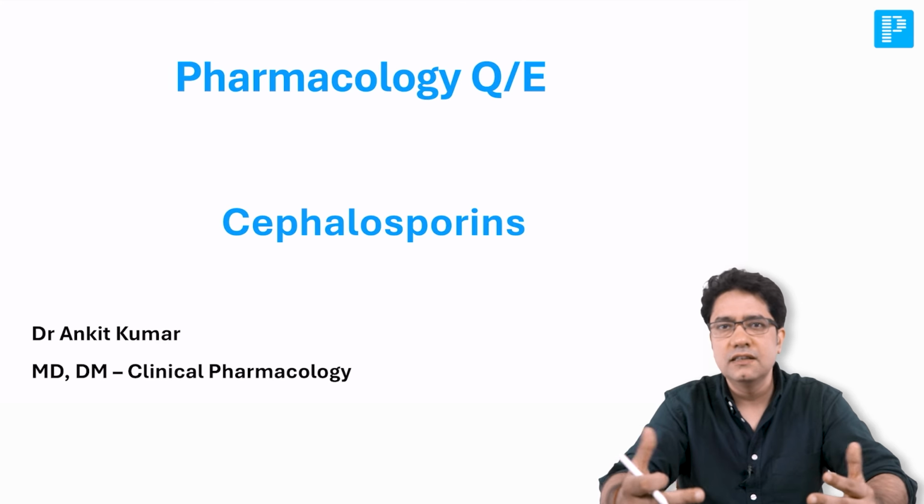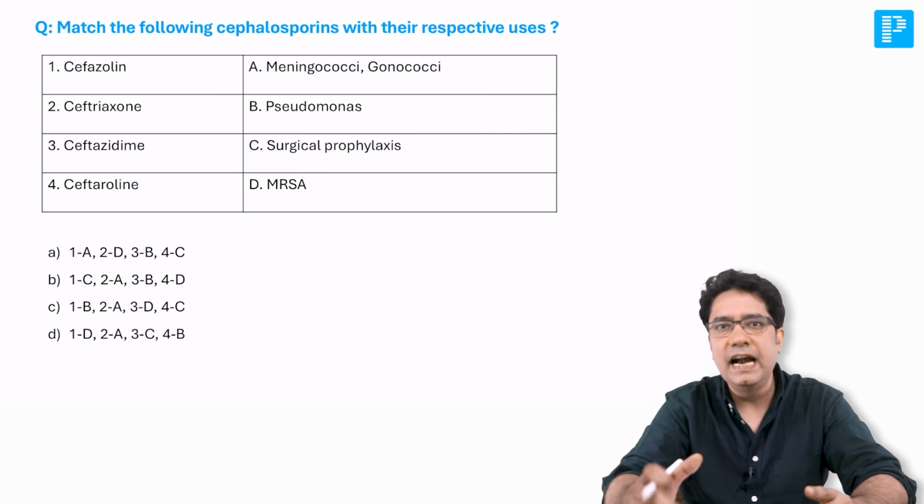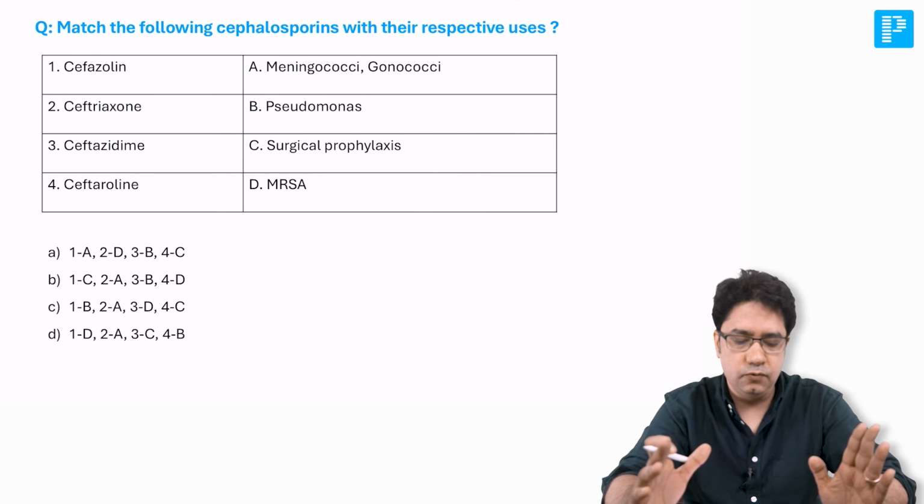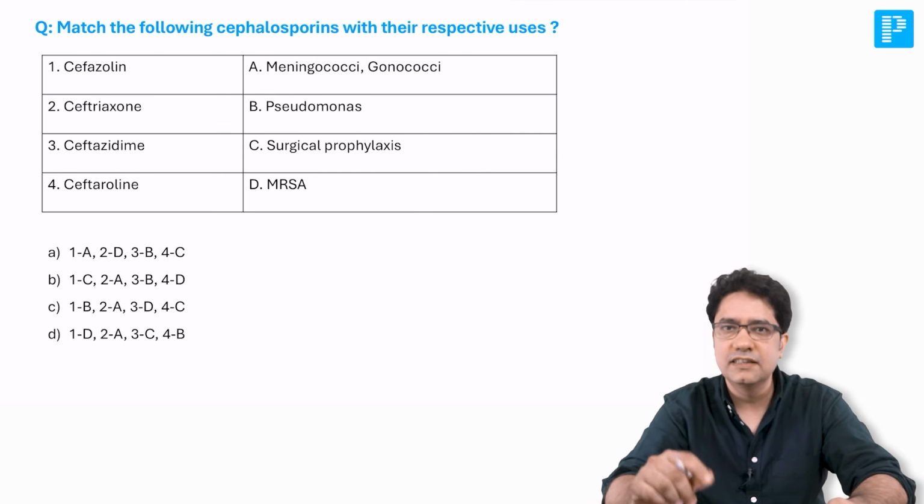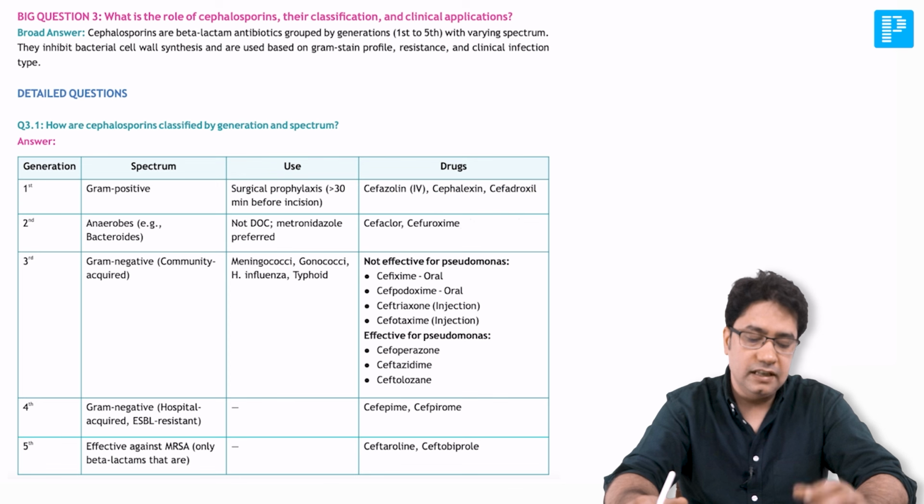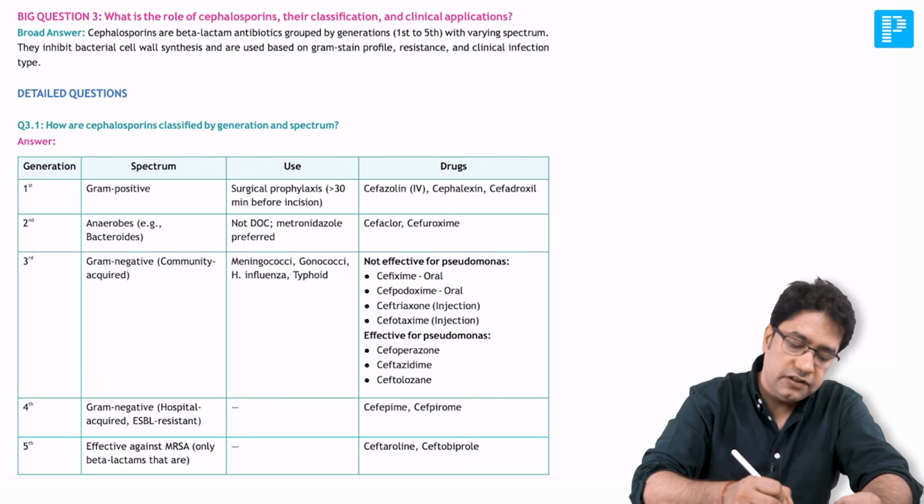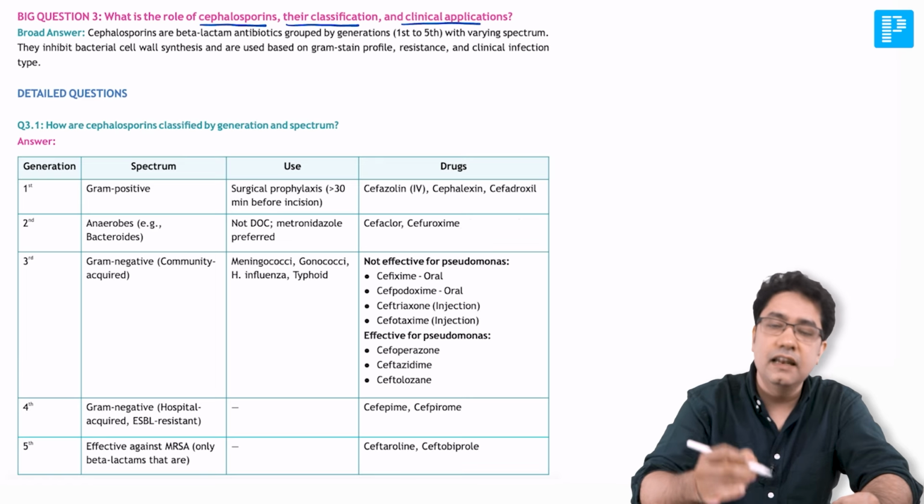So we will discuss how to approach QnE notes, but before that let's focus on one question which was recently asked about the different cephalosporins and their uses in which infection. For a moment we can see this question, but don't worry, we will discuss it after learning the names of cephalosporins. If we open our QnE notes, there is a big question written: define the roles of cephalosporins, their classification and their clinical application.